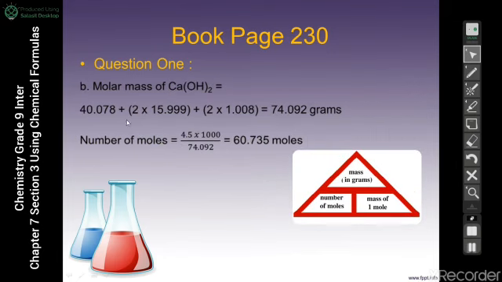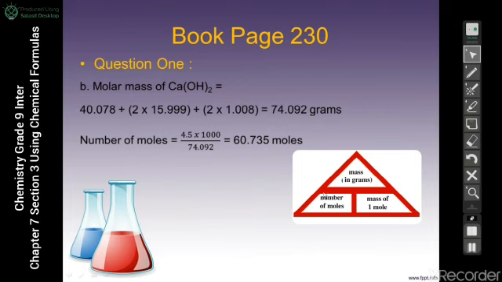The second one, the molar mass of calcium hydroxide. We have 1 mole of atoms of calcium, so the molar mass of calcium multiplied by 1. We have 2 moles of atoms of oxygen, so the molar mass of oxygen from the periodic table multiplied by 2. And we have 2 moles of hydrogen, so we multiply it by 2. Now we have the molar mass of calcium hydroxide.